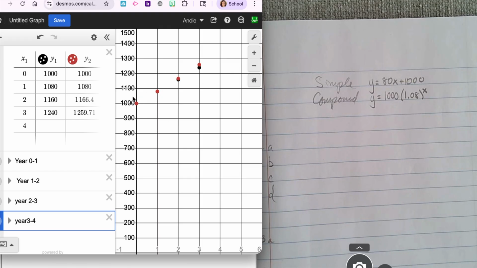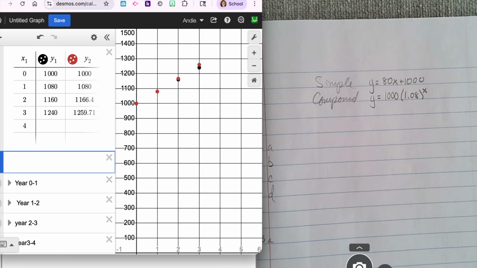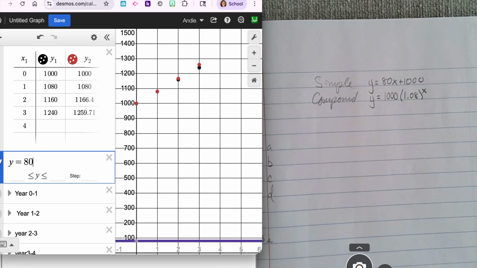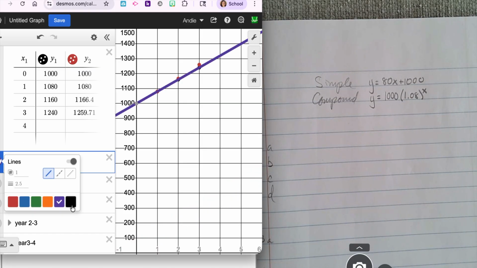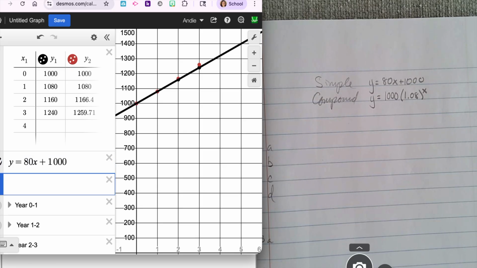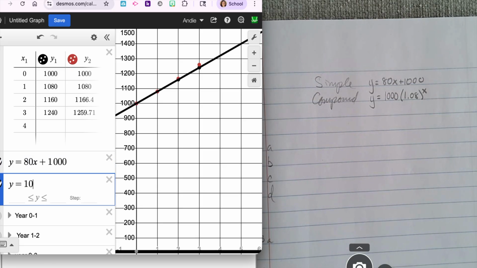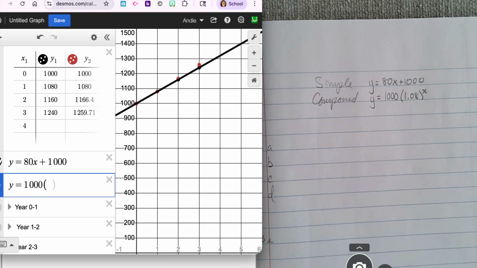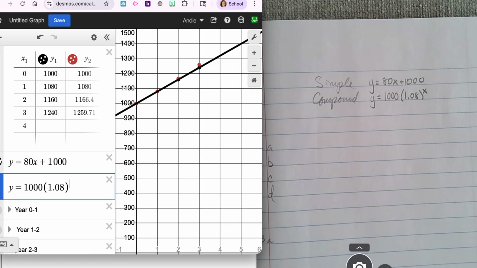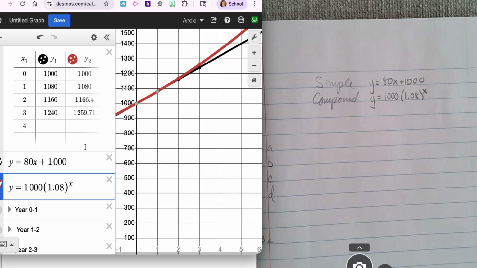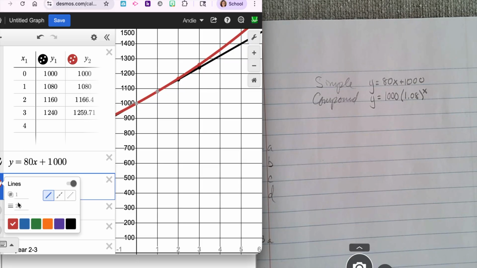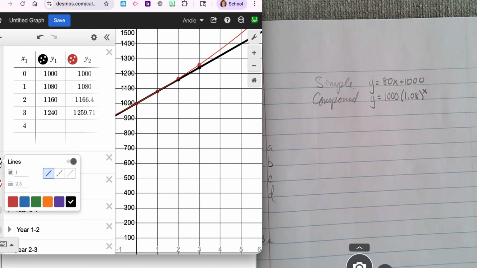And then I think about my graph and I make the points on a table just because it makes it a little bit easier. And as I think about those equations, I'm going to add them in. So y equals 80x plus 1,000 and y equals 1,000 times 1.08 to the x power. So that's kind of what I've got going on here. Let's make that a little thinner so it's a little easier to see what's going on.